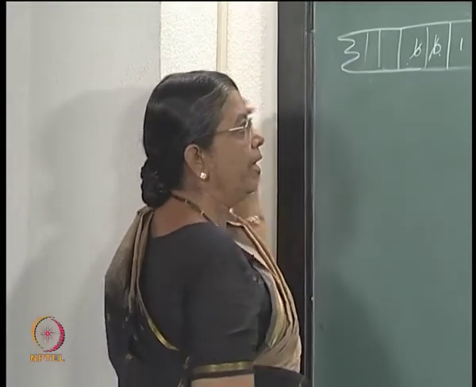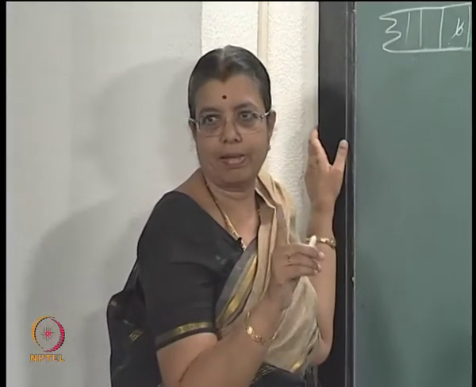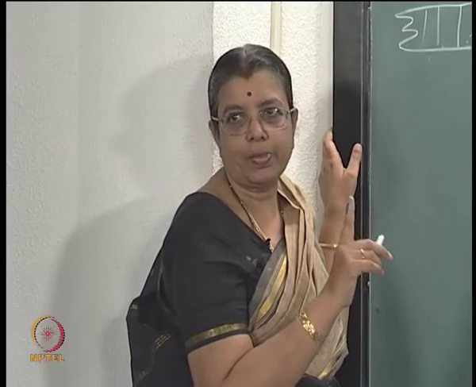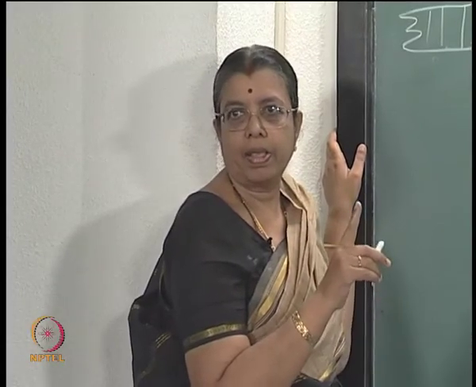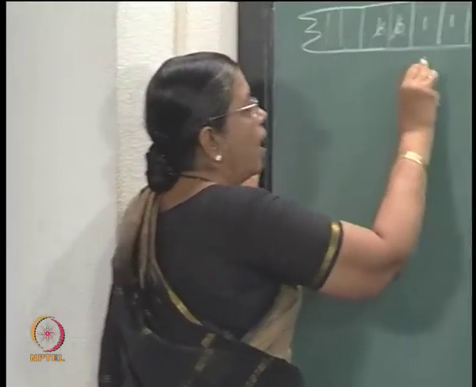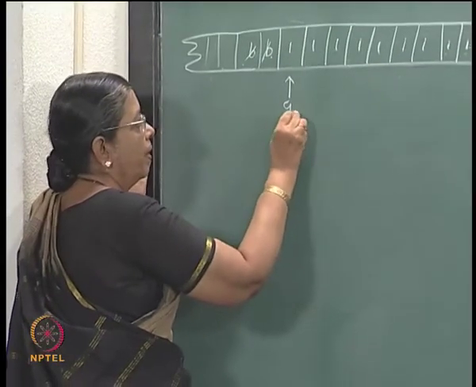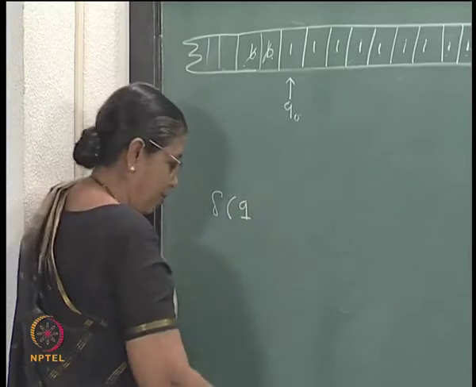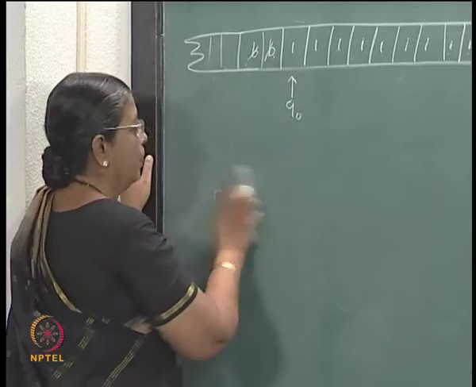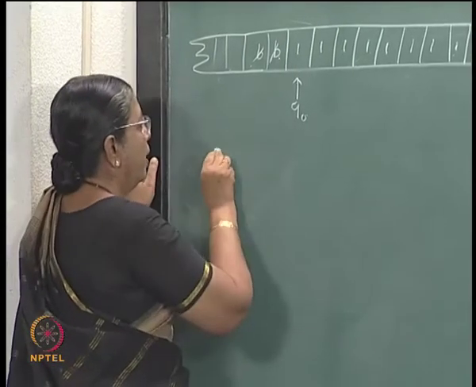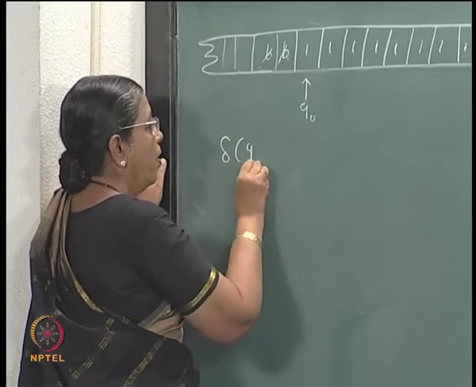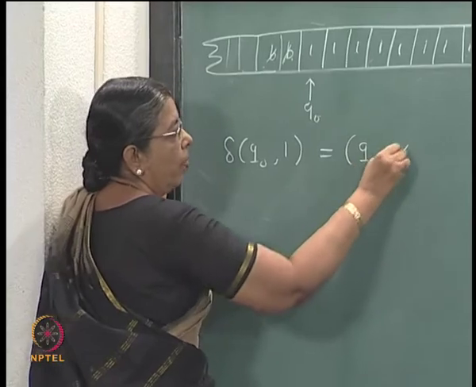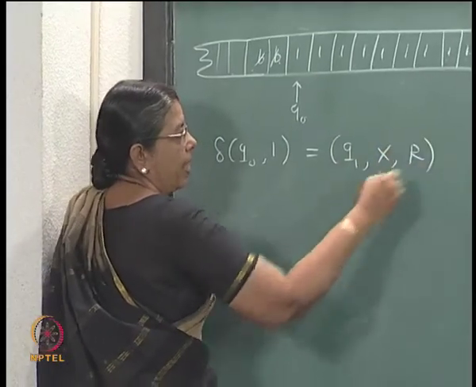So, the input is a string of ones, is it not? The input is a string of ones, it represents a unary number. So, you start in state Q naught. The mappings will be written like this, maybe I will write here, delta of Q naught 1 is Q1 x R.